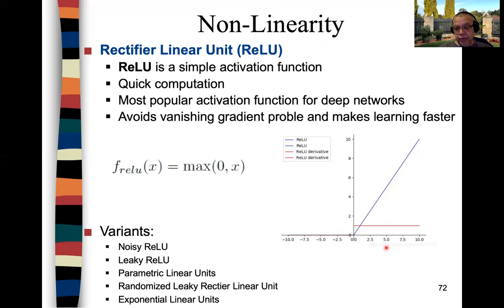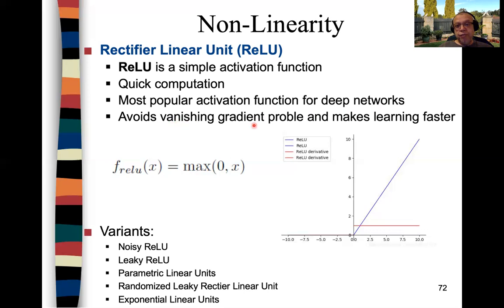So for example, if your x or your activation is equal to 2.5, the corresponding output of the activation function is going to be 2.5. The same thing: if the input to the activation function is 5, the output is going to be 5, and so on. So this is the explanation. Because it takes values either 0 or x, it is quick to compute. It is the most popular activation function for deep networks, for convnets, for example.